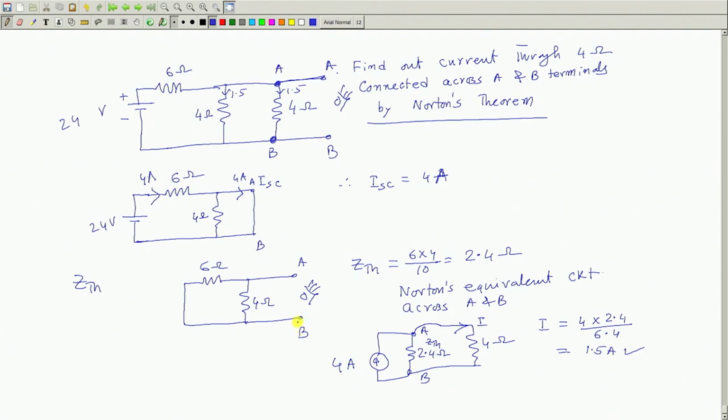Therefore, it will be very useful if you are interested to find out current in a particular branch. For example, if I say apply Thevenin's theorem to find out currents here, here, here in all these impedances, then each time you have to find out Thevenin's equivalent across those 2 points, that is not a very good idea. So, when you are interested to find out current in a particular branch and perhaps the impedance of that branch will be changing, then it can be applied in this nice way. Is that clear?